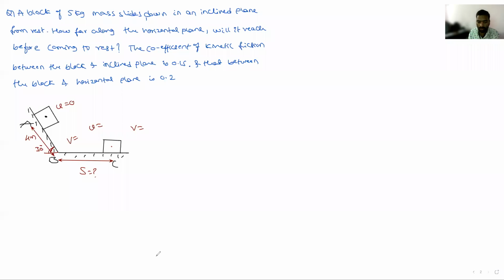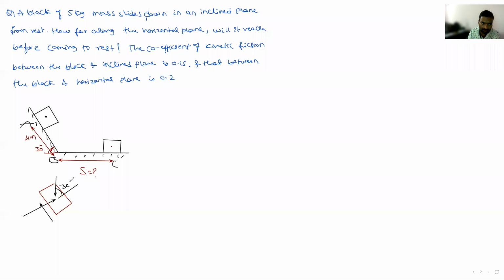First, you have to draw the free body diagram of both cases. Help me, how to draw the free body diagram? From body A, this is the body. What forces are acting on this body? Weight is acting downward. The body is moving downward along the plane, so this is the friction force. Then there is a normal reaction. This plane makes an angle of 30 degrees with respect to the horizontal. This angle is 30 degrees.